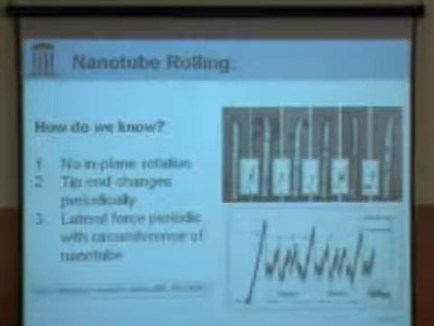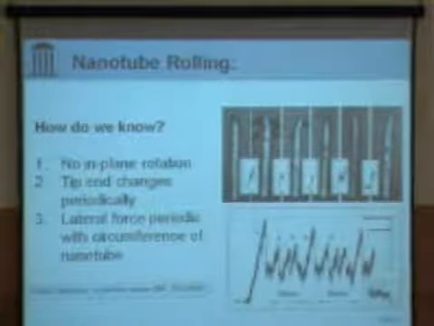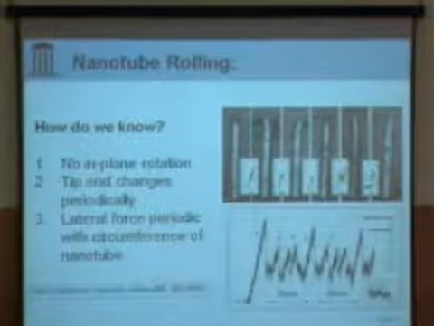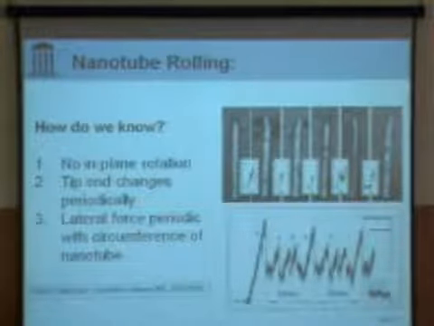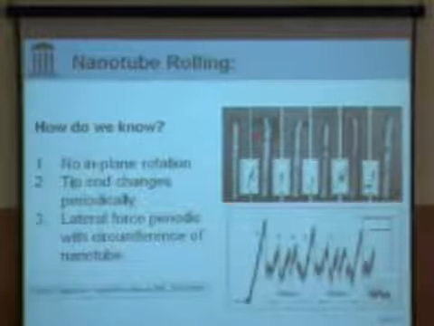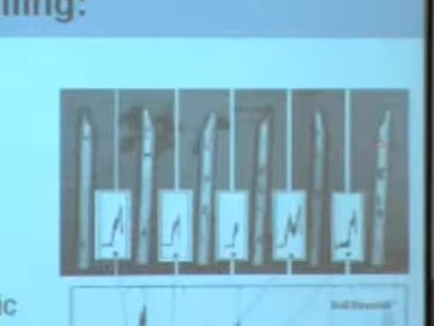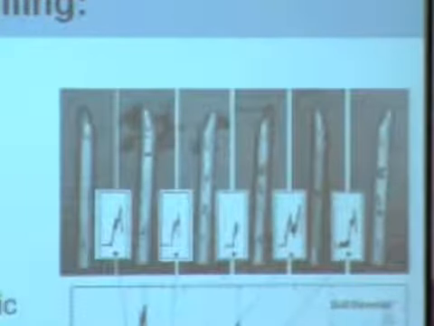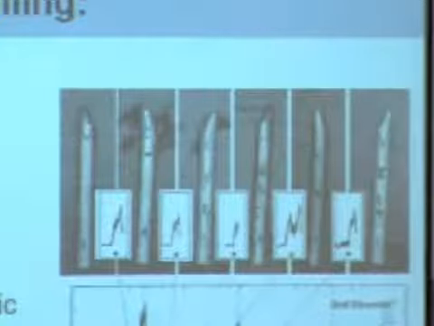Furthermore, as we push it across, the image changes. The tip of the nanotube changes. And you can see that the image reproduces itself roughly. This one here is something like this. This one here, something like this. This one here, something like this. In other words, the picture repeats itself as we keep pushing this across.